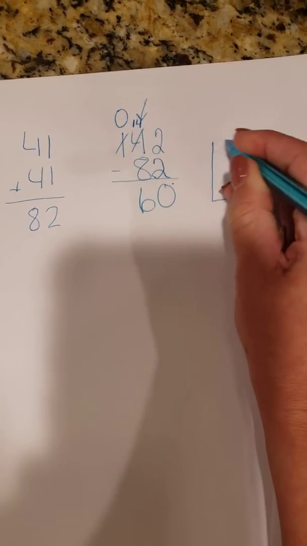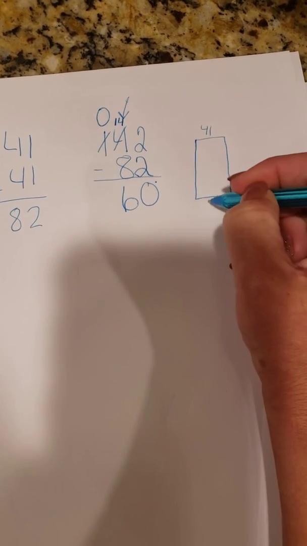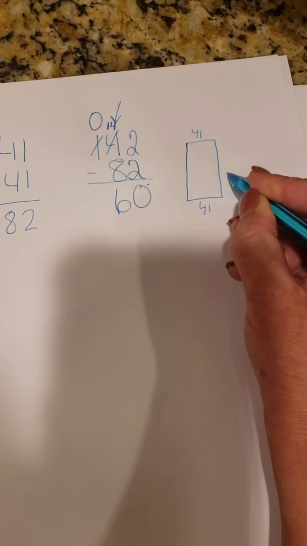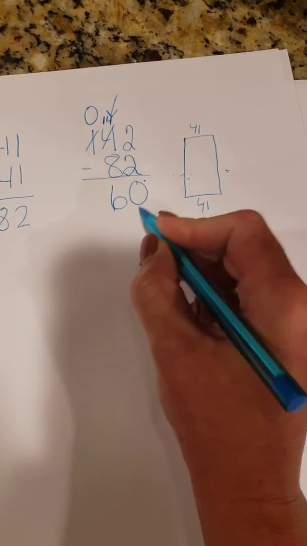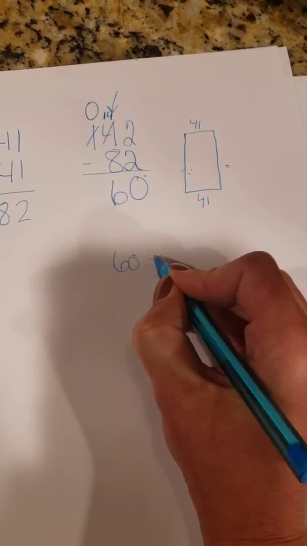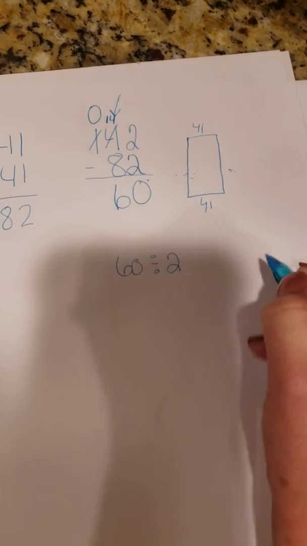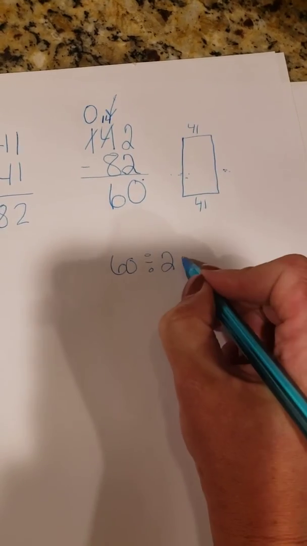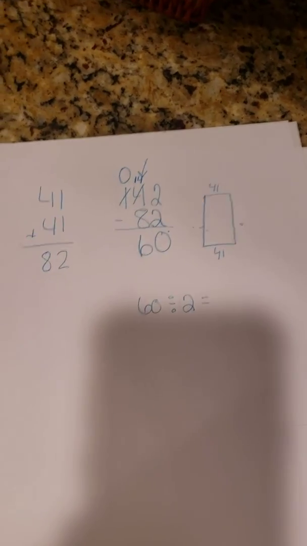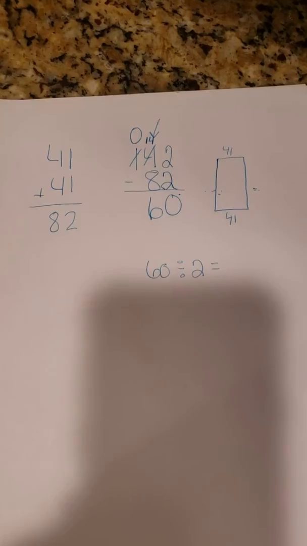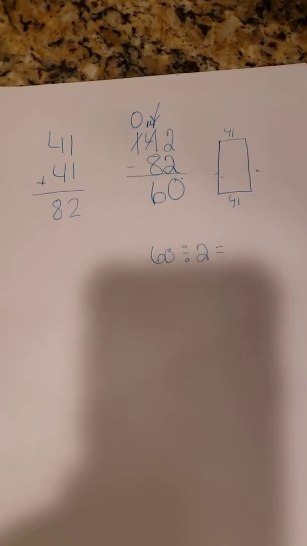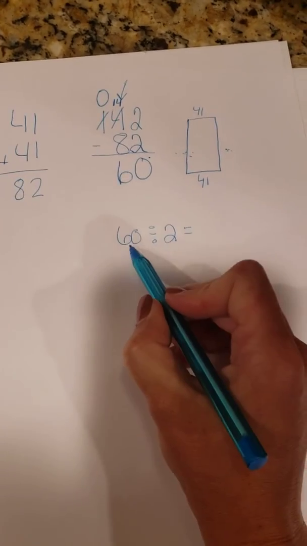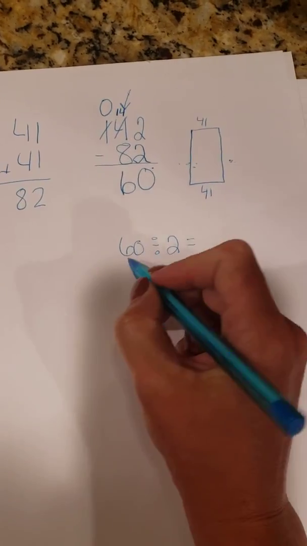Because if we drew that model, we have 41, 41. That 60 can't go there. We've got to split the 60 between the two sides. And splitting up again is division. Now you could pause now and skip count. You could do one of your other strategies that we've learned for division. You could try to figure out what two things add together to get 60.